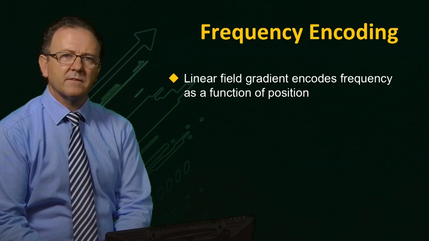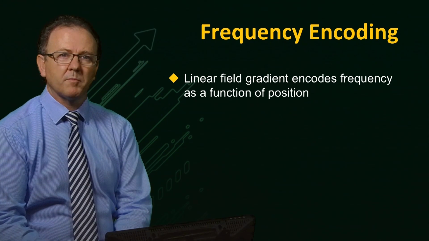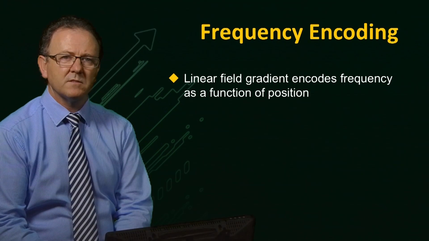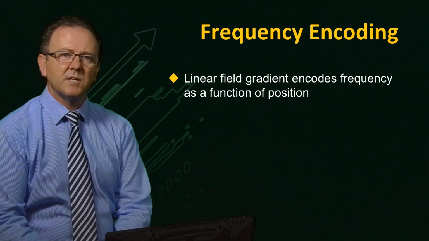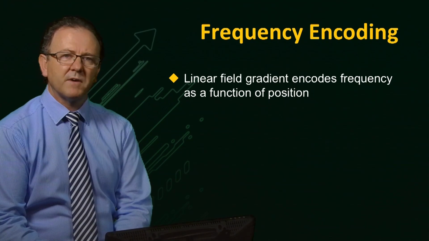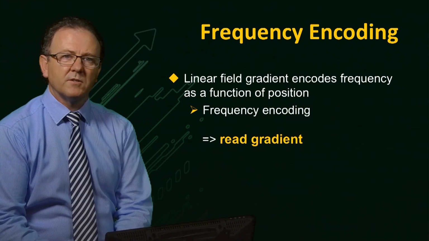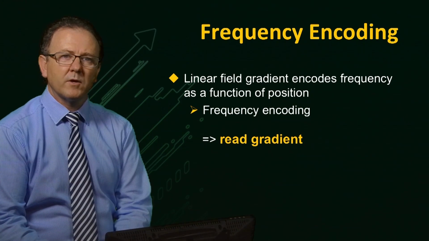If we were to detect the signal while at the same time apply a field gradient along one of the directions within the plane of the slice, then we would expect that the signal will be encoded as a function of position along that gradient. This is known as frequency encoding, and the frequency encoding gradient is also known as the read gradient.